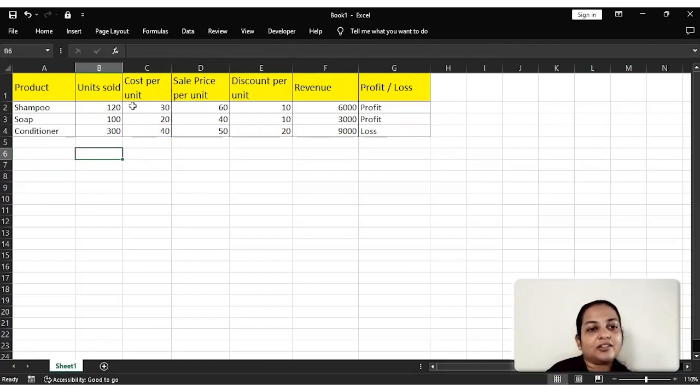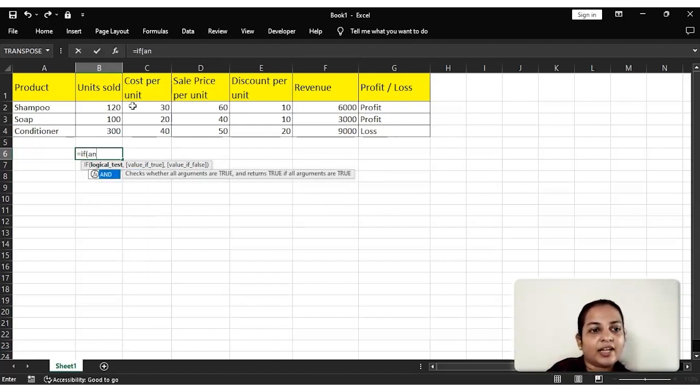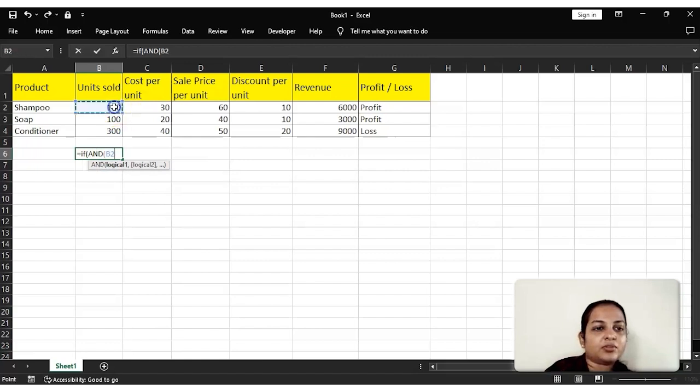Now let me try to use AND also over here. Say for example, if, now here let me try to use AND. So I can join it with AND here. Saying for example, if the units sold is greater than 100. So this is one condition. Now I need to specify another condition. So I give a comma and I say that the sale price is greater than 50. There my condition is done. So I close the bracket for the AND. So I'm done with AND.